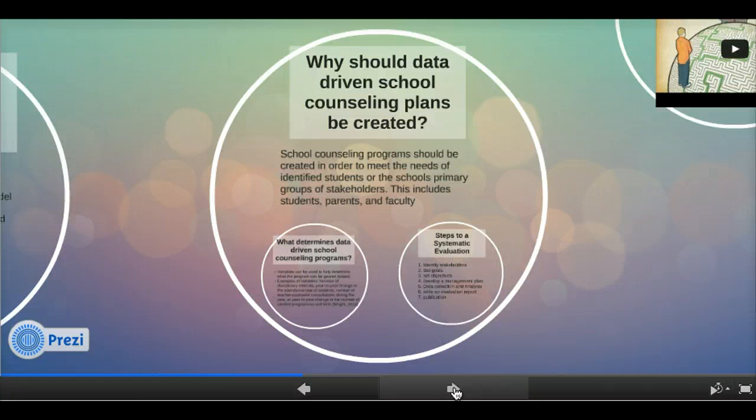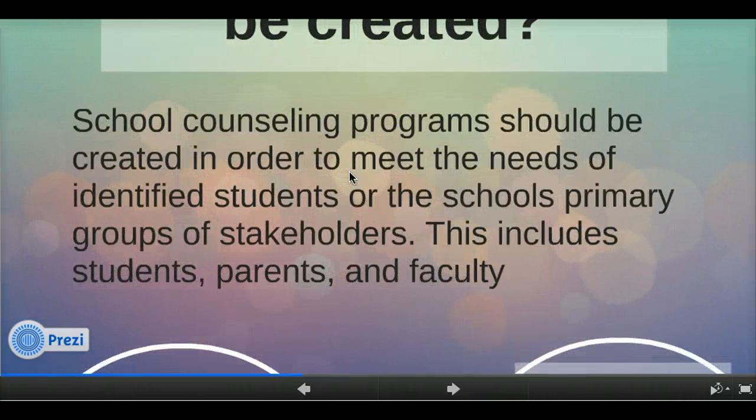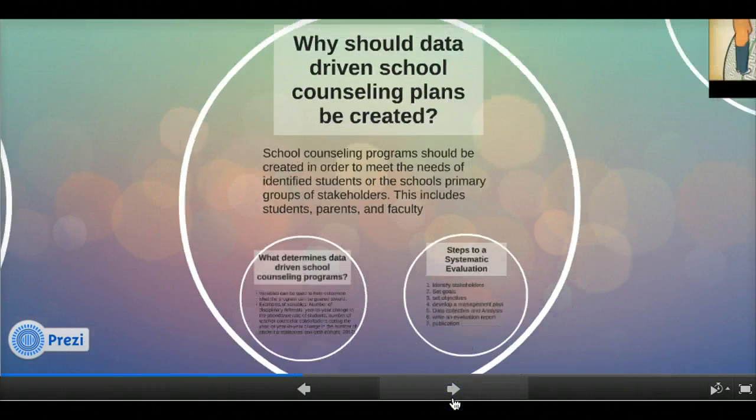So why should data-driven school counseling plans be created? School counseling programs should be created in order to meet the needs of identified students or the school's primary groups of stakeholders. This includes students, parents, and faculty.